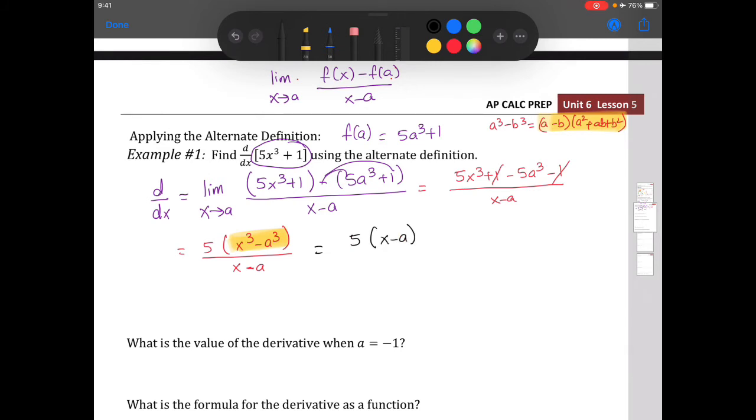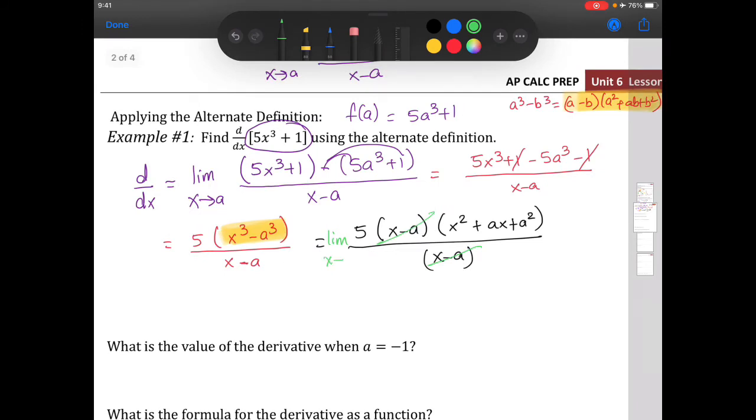So this would be 5 parentheses x minus a, and then x squared plus ax plus a squared over x minus a. What happens to your x minus a's? They cancel out, right? So now I'm just going to rewrite it here. Limit as x approaches a. So now apply the limit, which would be what? 5. Wherever you see x, you're going to substitute x with what?